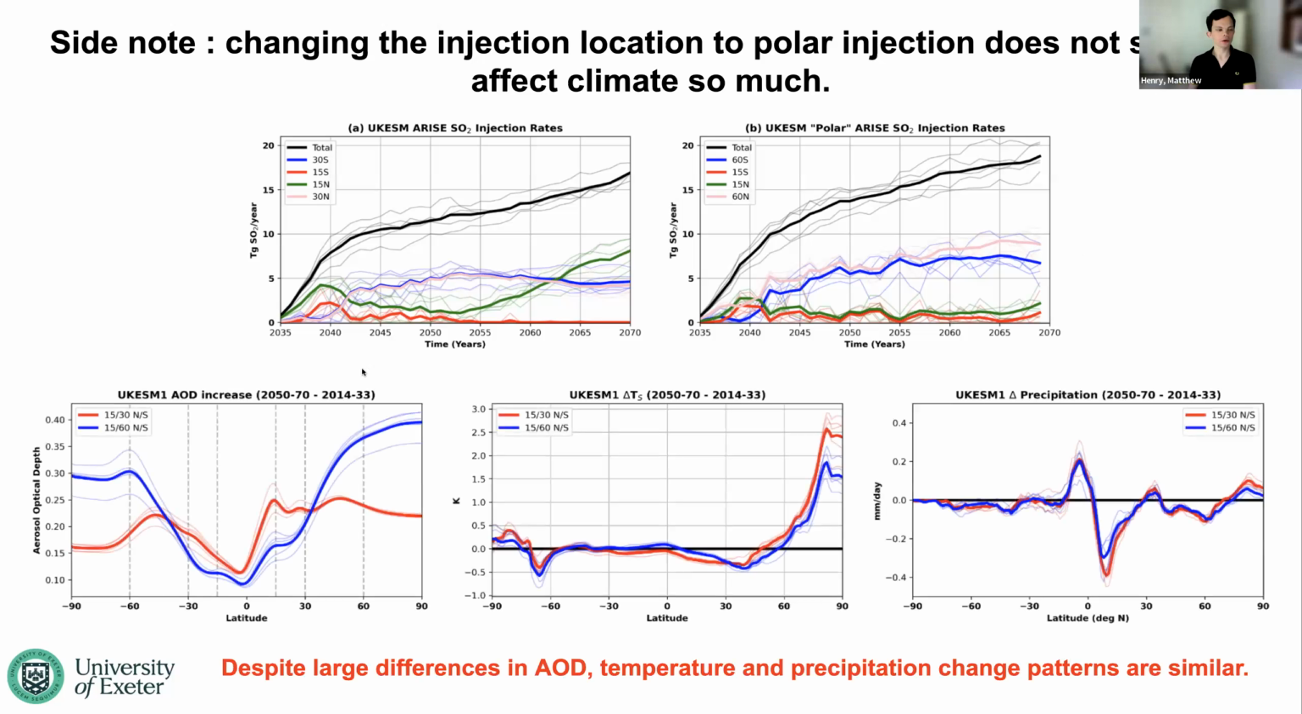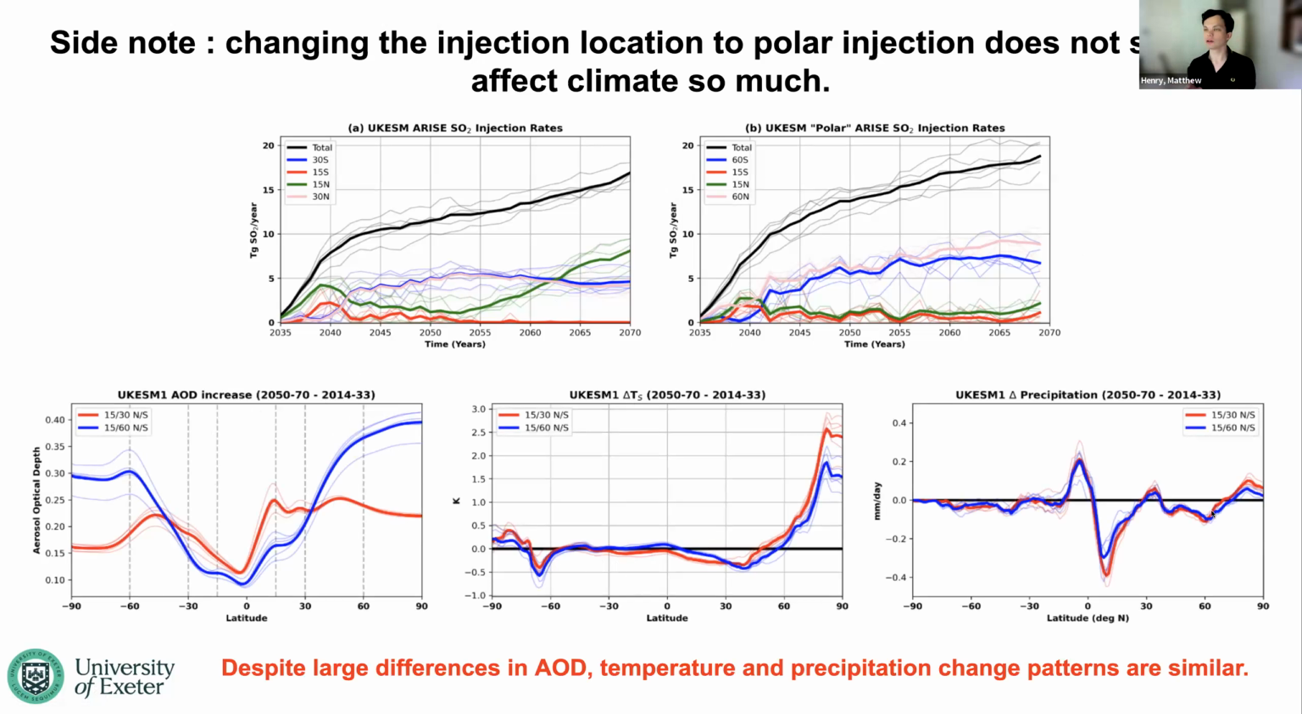So in red are the previous simulations, and then in blue are the so-called polar simulations corresponding to these. Obviously the aerosol optical depth change is a lot more polar amplified in the case where I inject at 60 north and south. But as you can see, the surface temperature change is not that different between the two cases. And the same is true for precipitation.